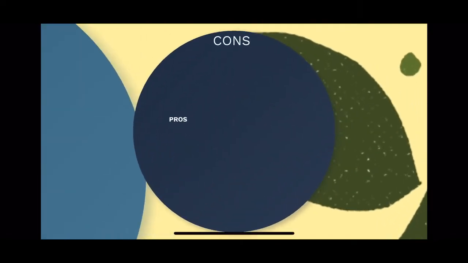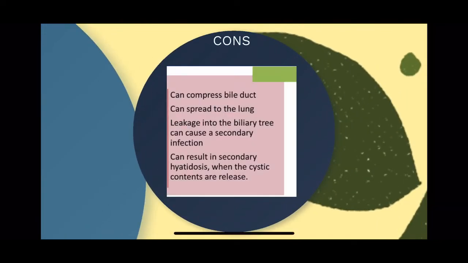Then, in terms of the disadvantages, the cyst in the liver can compress the bile duct and it can spread to the lungs. Also, leakage into the biliary tree can cause a secondary infection that, in most cases, is worse. Also, it can result in secondary complications.